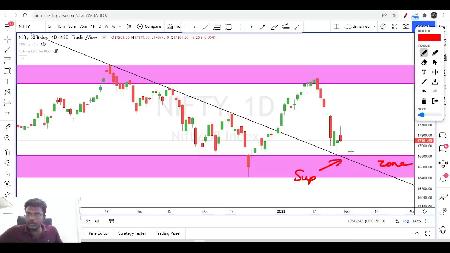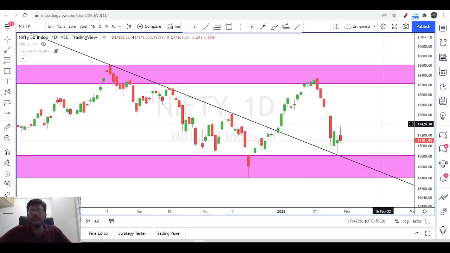Only if this zone is broken and at the same time this trend line is also broken by the market, then we can expect that the bears have taken control of the market. Until then, we can have a little trust in the bulls.